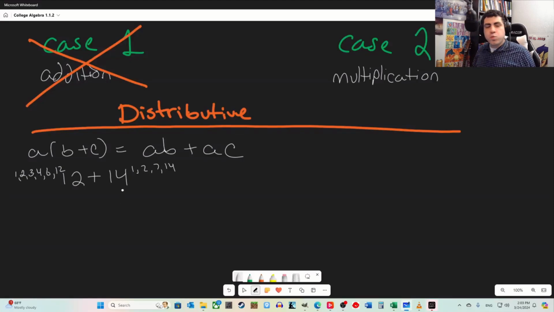I see one match that we can utilize to make this little expression simpler. I see a 2 in both factors for 12 and 14. So 2 times 6 equals 12. So we have 2 times 6 plus 2 times 7 equals 14, right? Now let's go backwards. 2 times 6 plus 7. We went backwards. It works both ways.